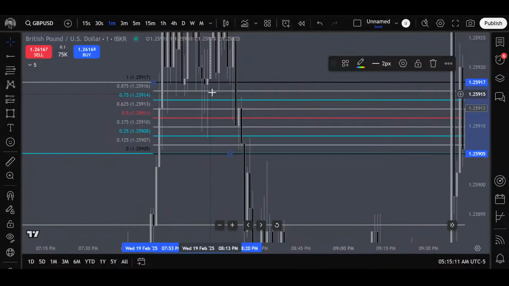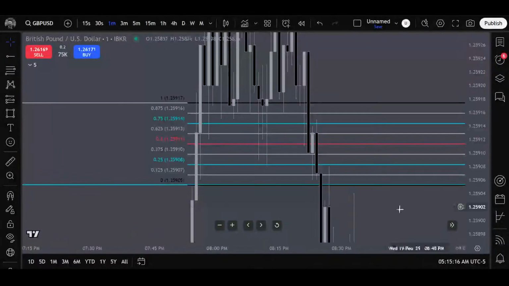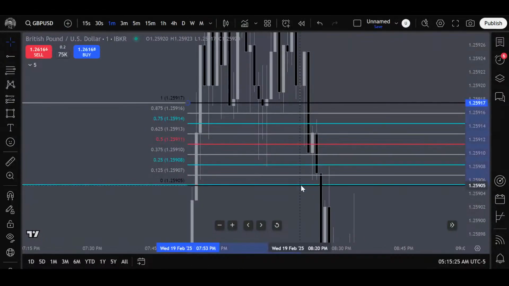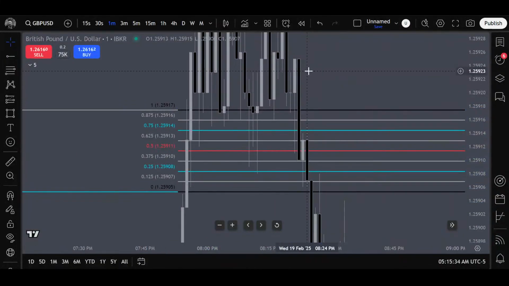See the wicks stopping at these points here. This is just ridiculous. It's just so accurate, it's insane. And I think his algorithm that he's coded for MetaTrader, or whatever he's using to code these algorithms, this is precisely what it's looking at.